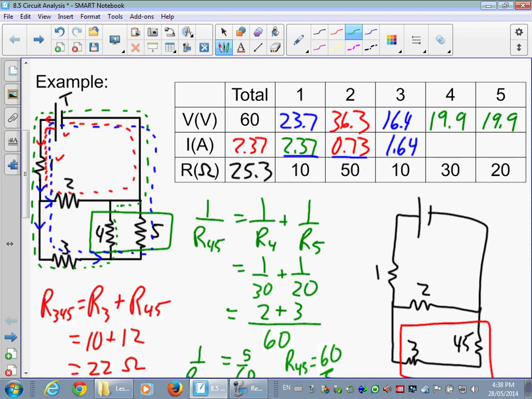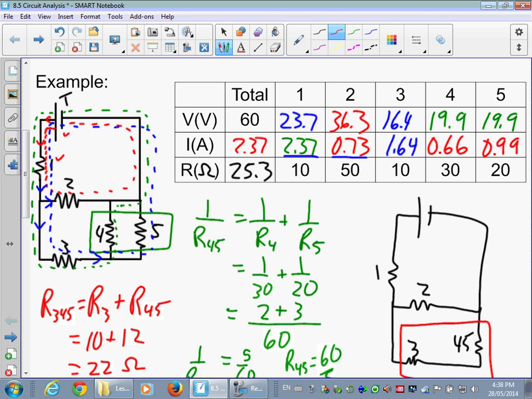And then we could use Ohm's law for both. I'm going to skip through the calculations here just to save a little bit of time. We could use Ohm's law for both of these. 19.9 divided by 30 gives us about 0.66, and 19.9 divided by 20 gives us about 0.99, and we're done.